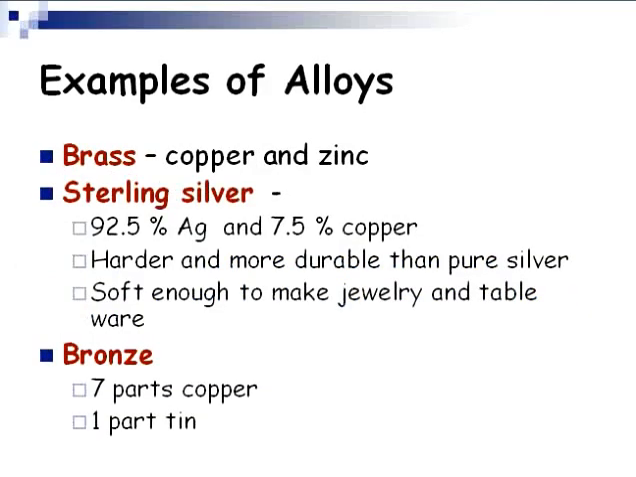For example, brass is an alloy. It's composed of copper and zinc. Sterling silver is an alloy. It's 92.5% silver and 7.5% copper. It's harder. If you had pure silver, it would be soft. So with a little bit of copper, it makes it harder and more durable than pure silver, and it's soft enough to make jewelry and tableware. Bronze, 7 parts copper, 1 part tin.